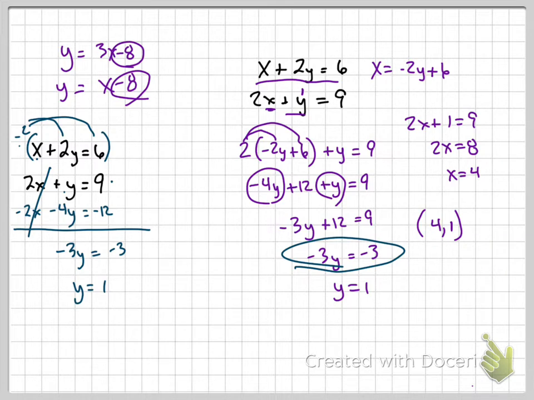Sometimes you're going to have to multiply both equations by something. So, for example, if I gave you something along the lines of... I'm just going to give you one. Let's say I give you 2x minus 3y equals 8 and 5x plus 2y equals negative 10. We'll just walk through this one together because who knows how ugly this is going to be.